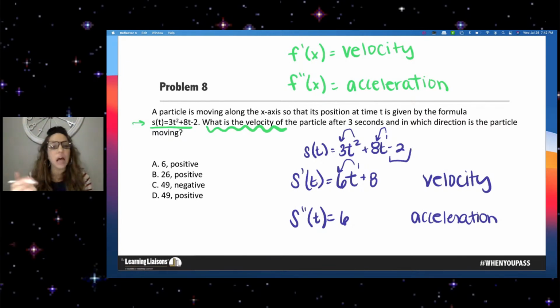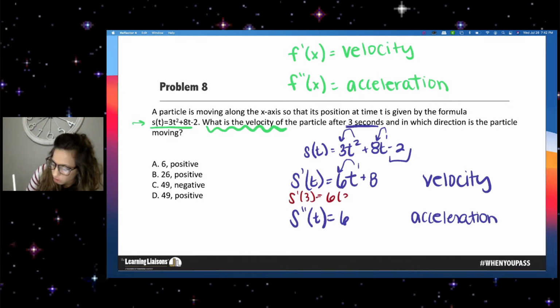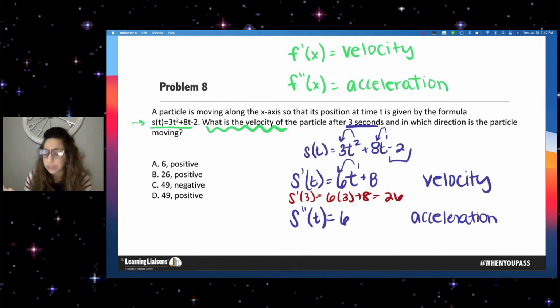It asked what the velocity of the particle is after 3 seconds. So what am I going to do? t is time. I'm literally going to plug 3 into my velocity function. So S prime of 3 equals 6 times 3 plus 8. 6 times 3 is 18 plus 8 is 26. And it's a positive number, so it's moving in the positive direction. So B is the correct answer.